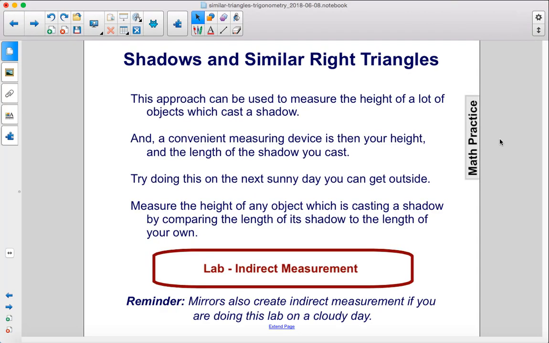This approach can be used to measure the height of a lot of objects which cast a shadow, and a convenient measuring device is then your height and the length of the shadow you cast. Try doing this on the next sunny day you can get outside. Measure the height of any object which is casting a shadow by comparing the length of its shadow to the length of your own. Reminder, mirrors also create indirect measurement if you are doing this lab on a cloudy day.